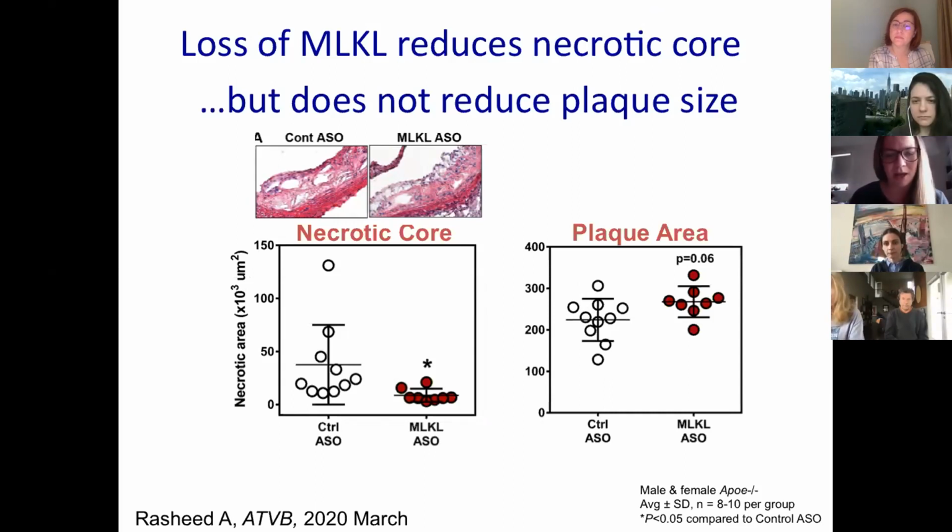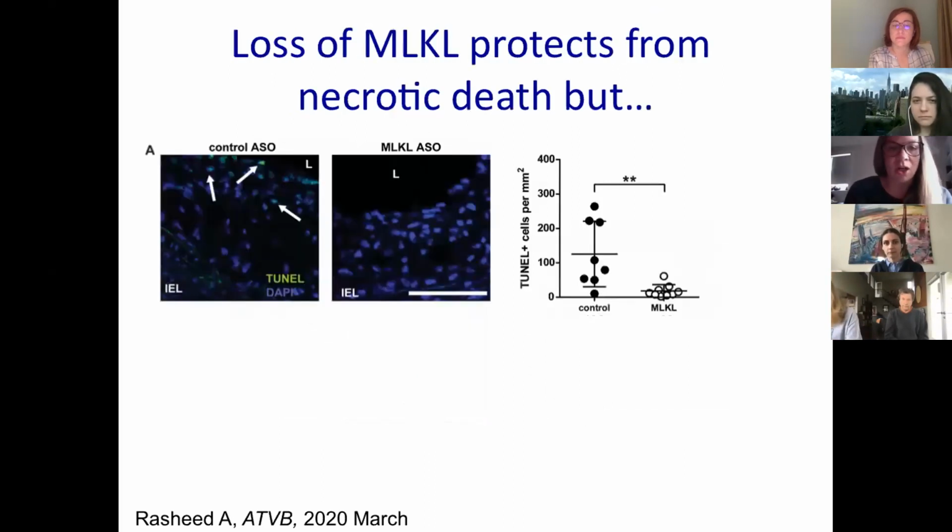So somehow, despite a reduction in necrotic core, we were getting increases in plaque area, or at least not decreases. So we checked the markers of cell death in the plaque, using TUNEL, for example. It definitely indicated to us that there was little to no cell death going on in the plaque. So very, very little when you inhibit the MLKL with the ASO. Again, that's what we were expecting if you prevent that rupture of the cell.